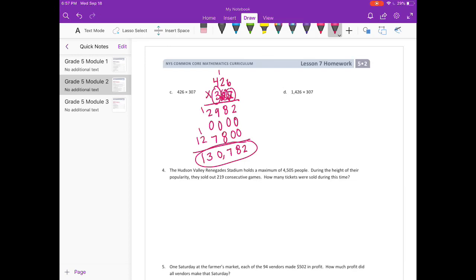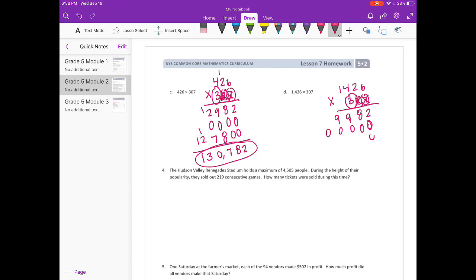And 1,426 times 307. Starting with the 7. 7 times 6 is 42. Carry the 4. 7 times 2 is 14, plus 4 is 18. Carry the 1. 7 times 4 is 28, plus 1 is 29. And 7 times 1 is 7, plus 2 is 9. Put down my placeholder. We're in the tens place now, but it's all multiplying by 0. 0 times 6 is 0. 0 times 2 is 0. 0 times 4 is 0, and 0 times 1 is 0.